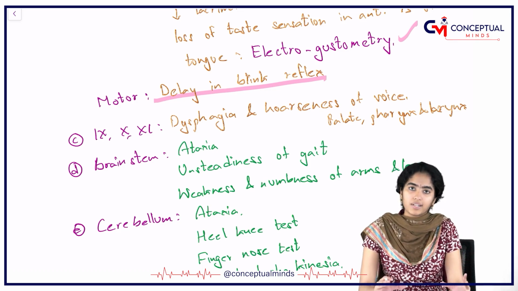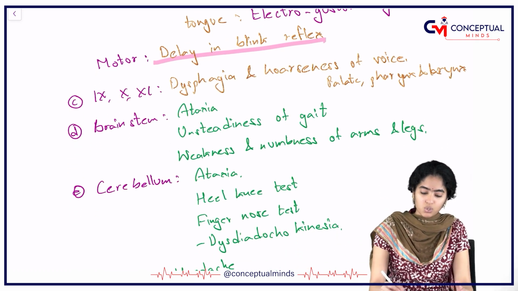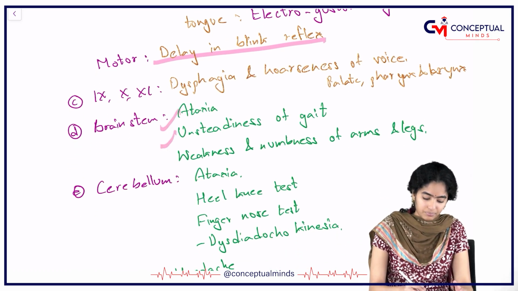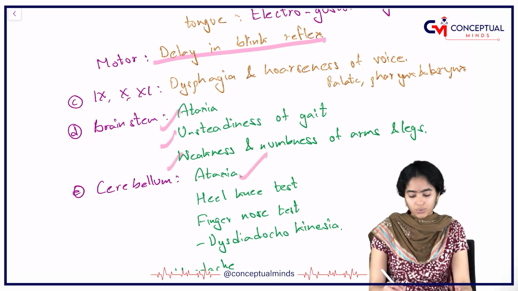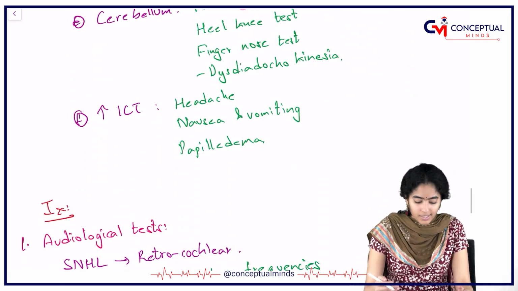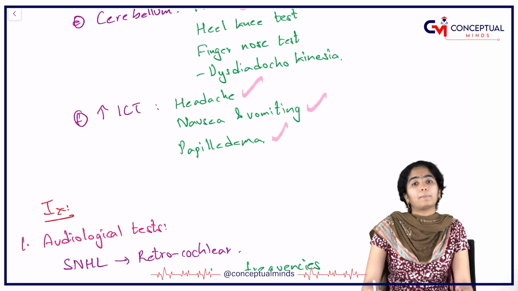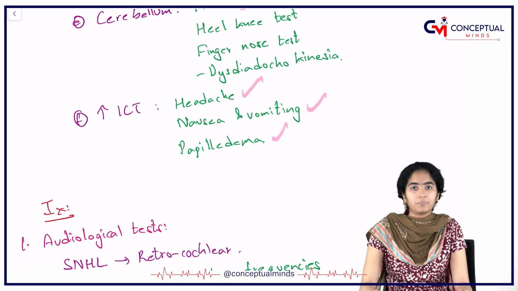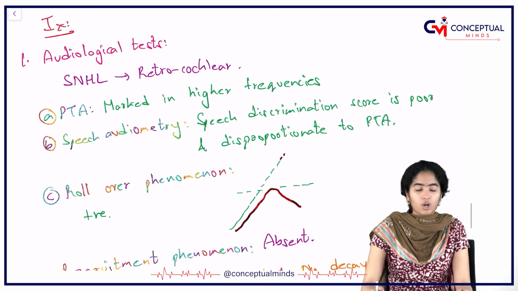Depending upon the tract that is involved, there is weakness and numbness of arms and legs, and also unsteadiness of gait. When it's in the cerebellum, again ataxia is observed, and you do the various cerebellar function tests. And finally, when the intracranial tension is increased, the patient experiences headache, nausea, vomiting, and papilledema can be seen on fundoscopy. Okay. Next, coming to the investigations, first we do audiological tests.